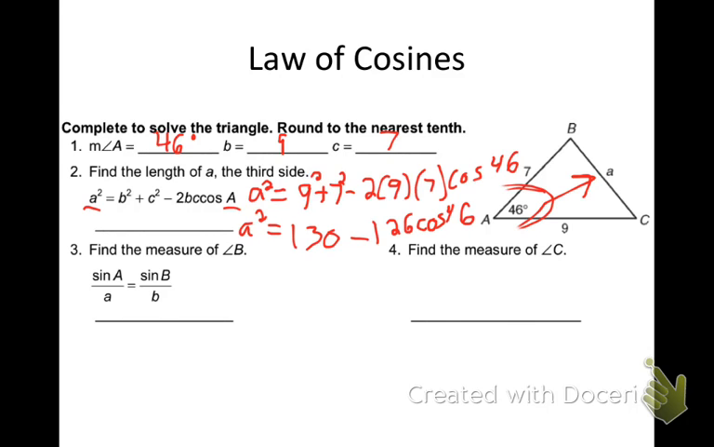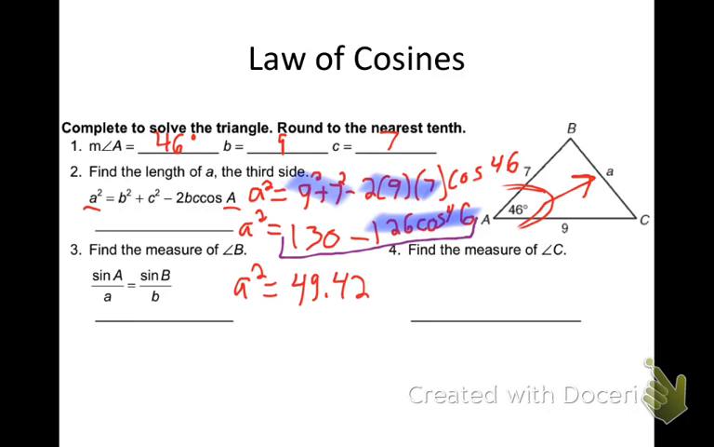All I've done so far is multiply and add these, and multiply these. This is where students sometimes make their mistakes. What do they want to do? They want to take 130 minus 126 and then times the cosine of 46. Order of operations says I need to do 126 times the cosine of 46 and then subtract that. If you have a calculator, feel free to type 130 minus 126 times the cosine of 46 into it. When you do, I think you end up getting A squared equals, isn't it like 49.42?